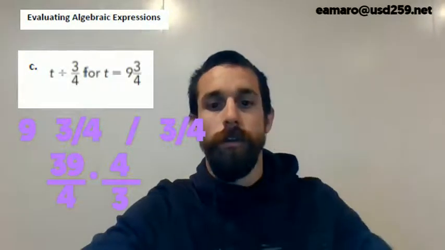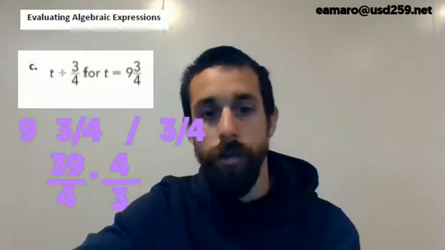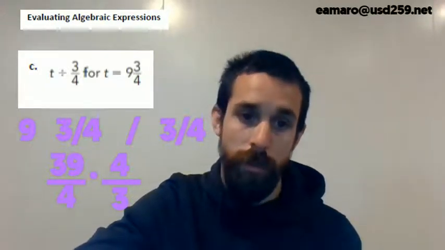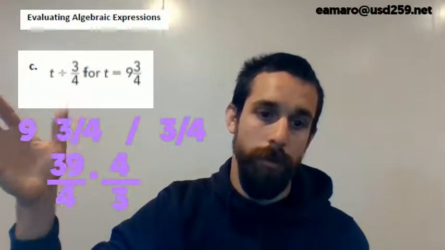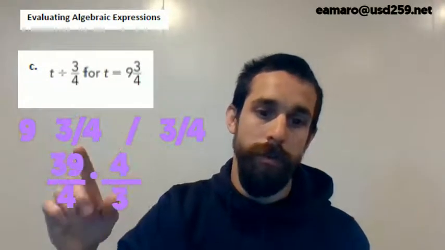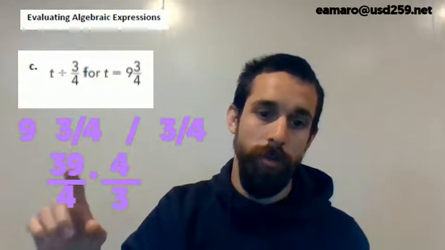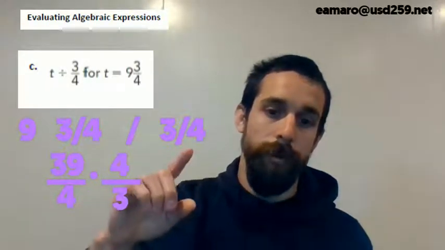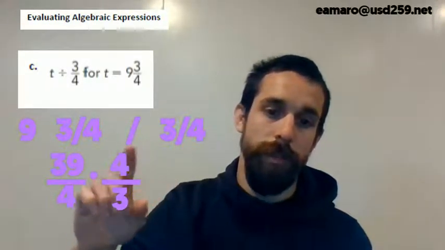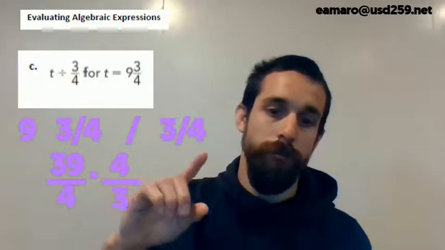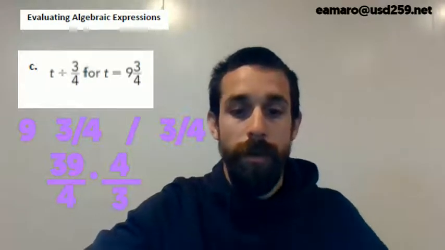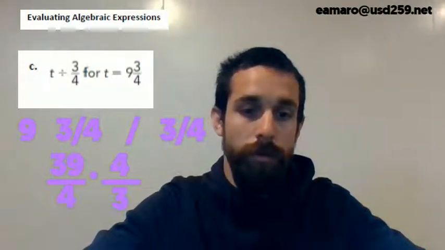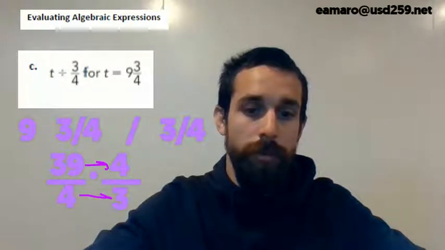It looks like this. Okay, so now I have 39/4. That is the improper fraction version of 9 3/4. So instead of dividing, I change it to multiplication. And then I flip this: keep, change, flip, right? So it's 4/3 instead of 3/4. And now I can multiply straight across. So 39 times 4 and 4 times 3.